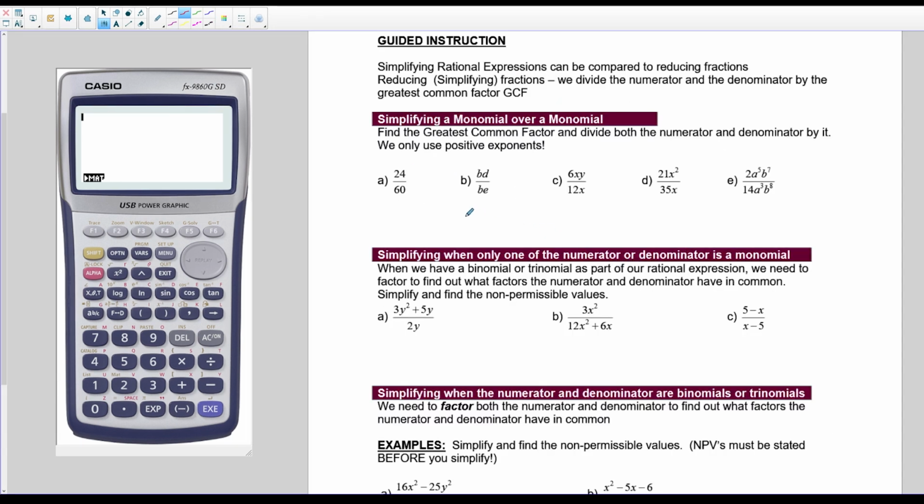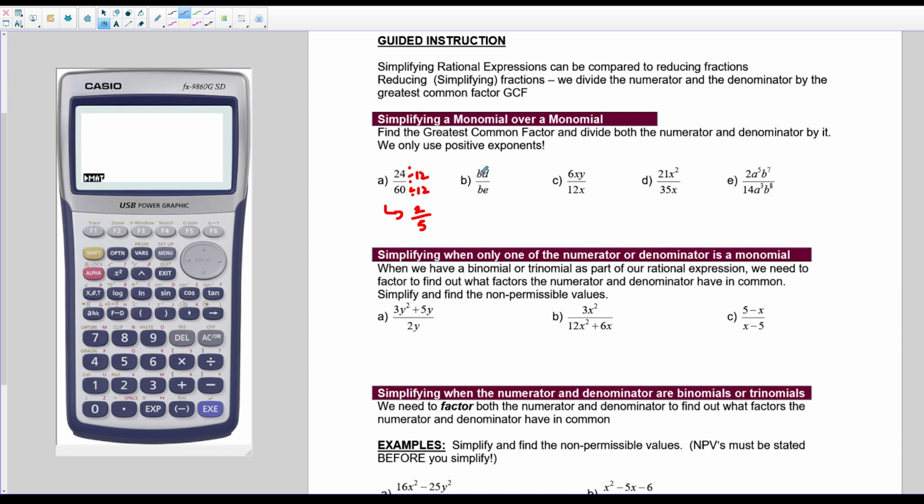So here we're going to start simplifying rational expressions. Essentially what we're going to try to do is find the GCF, or greatest common factor, and then divide both your numerator and your denominator by it. So for this first example, I'm going to divide both the top and the bottom numbers by 12. That leaves us with 24 over 12, which is 2, and 60 divided by 12, which is 5. And we don't have any NPVs here since we have no variables in our denominator.